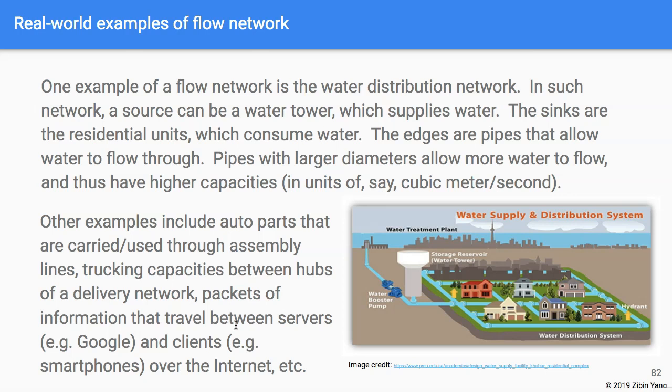And finally, another example: imagine there is lots of information that flows between, say, the Google servers and your smartphones. The whole network is very connected, with multiple ways for data to travel between the servers and the clients, your phones. So the internet, especially if you look at the capacity or bandwidth of its pipes, is very much like a flow network.